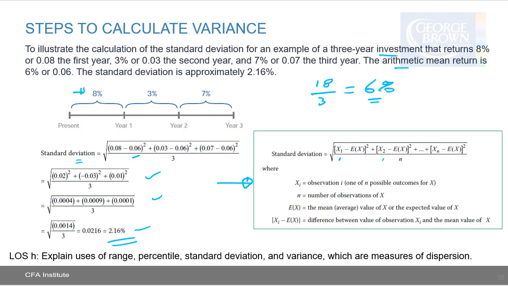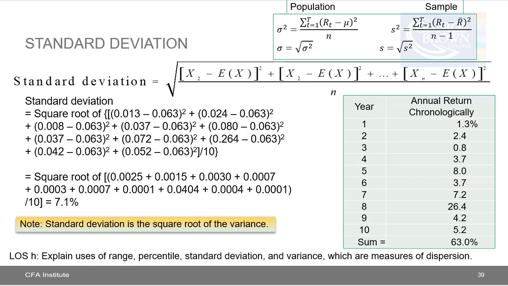So larger values of standard deviation relative to the mean indicate greater variation in a data set. Also, by using standard deviation, you can determine how likely it is that any given observation will occur based on its distance from the mean. Okay? I'm not going to spend a lot of time on this slide.